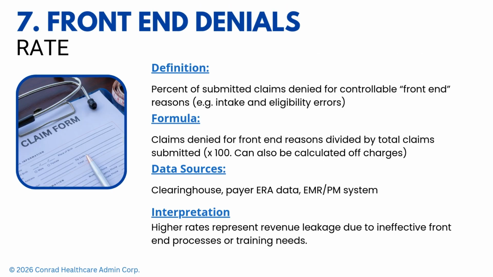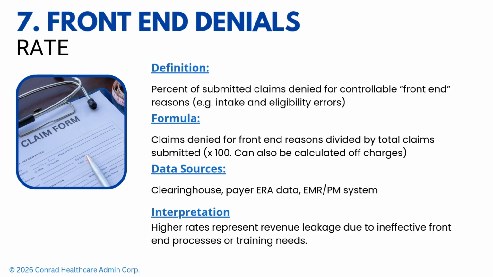Number 7, front-end denials rate. This is the percentage of submitted claims denied for controllable front-end type reasons. This is things like intake and eligibility errors. The formula for this is the number of claims denied for front-end reasons divided by the number of total claims submitted for the same time period. And we would take this times 100 to express it as a percentage.